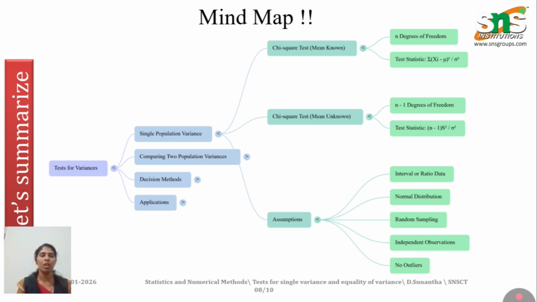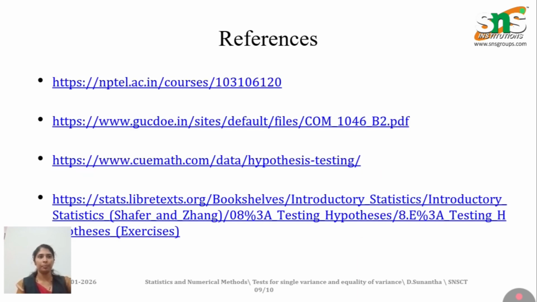Next are the assumptions. We have to assume the distribution is normal, then go through the sampling methods. After that we have to see the null hypothesis statement, the alternative hypothesis statement and so on. Next, comparing two population variances: here we use S1 square by S2 square. Next are the decision methods. Based on the test statistic value and the critical value, we decide whether to accept or reject the null hypothesis. Then we have seen the applications of this.